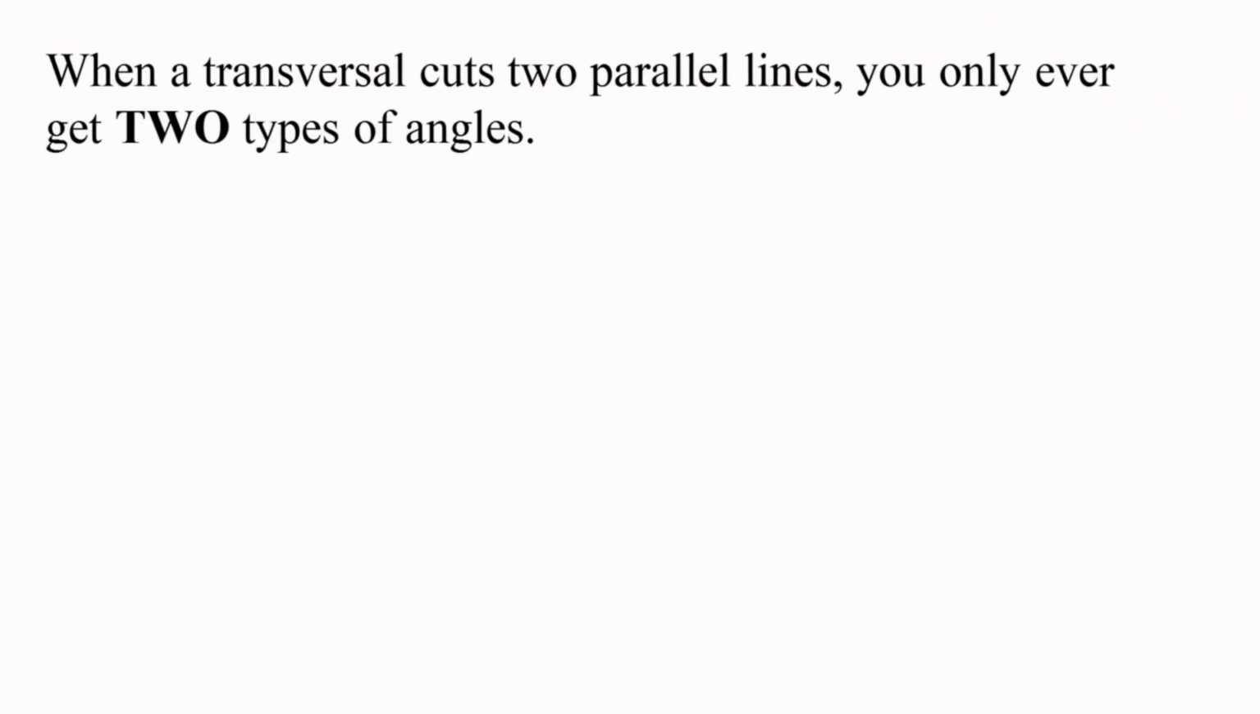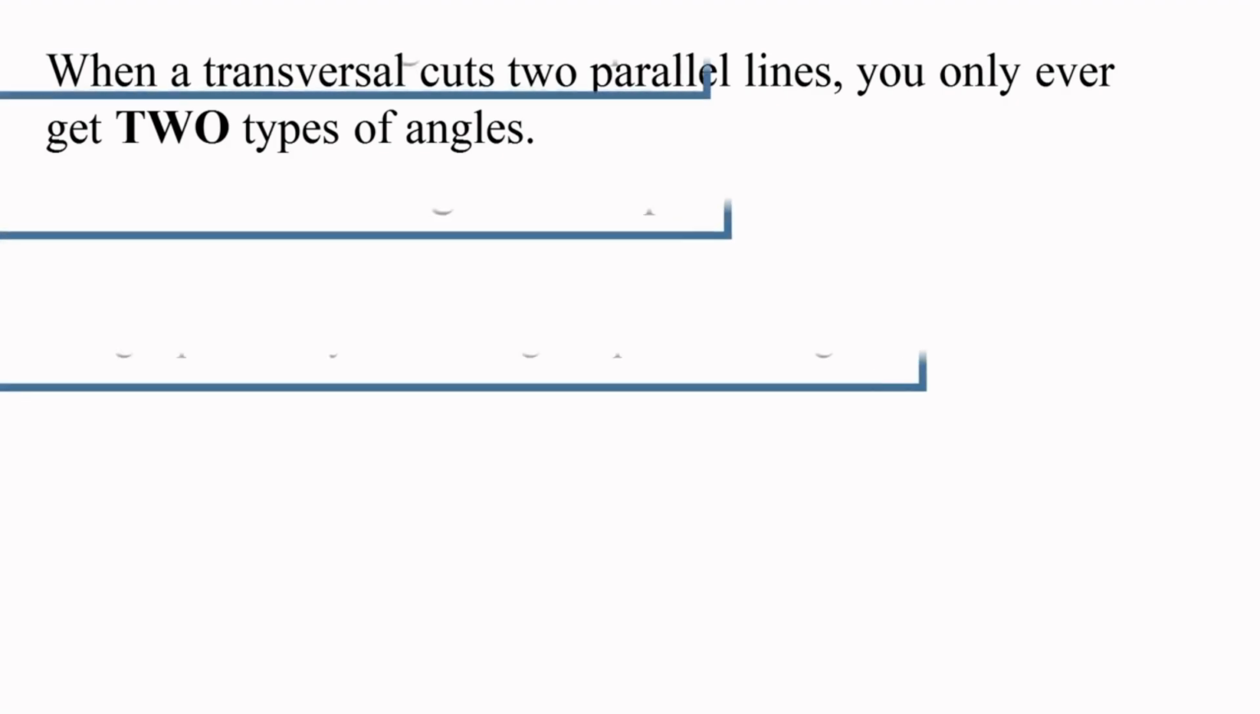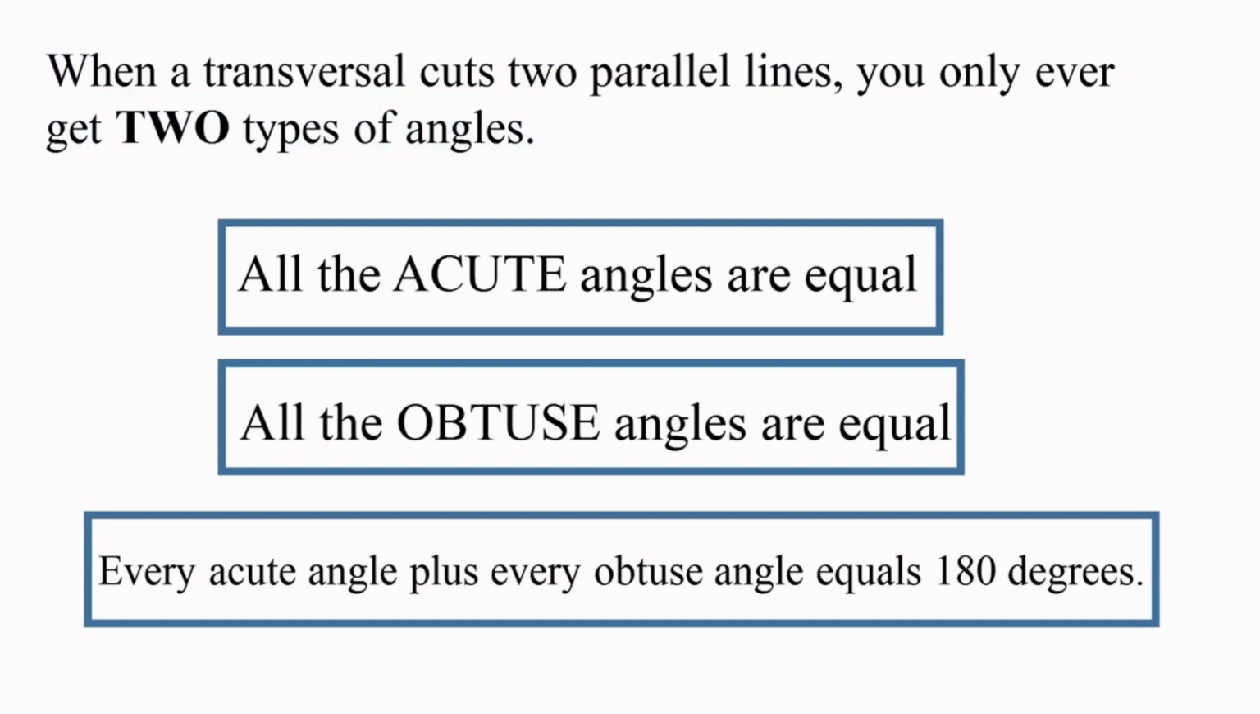For applying this shortcut, you must know a really simple rule. What does it say? It says when we have a transversal line that intersects two parallel lines, you are going to have two groups of angles. The first group of angles are acute and all of them are equal to each other. Second group, you are going to face four obtuse angles and all of them are equal to each other. And the third part of this rule says every acute angle plus every obtuse angle is equal to 180 degrees.